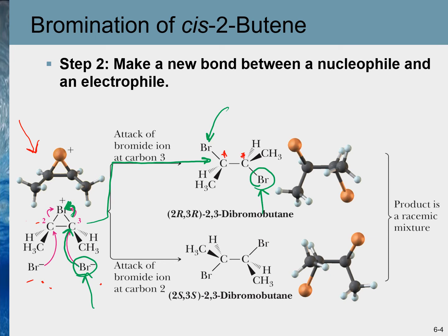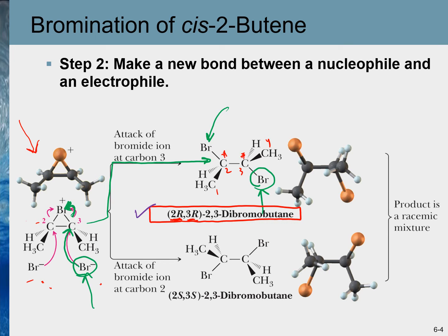If you calculate the stereochemistry of this compound, this is 1, 2, 3, and 4. At number 2 is the R configuration, and number 3 is also R. So therefore this compound is (2R,3R)-2,3-dibromobutane. So that means if the bromide nucleophile attacks at number 3, we get this stereoisomer.